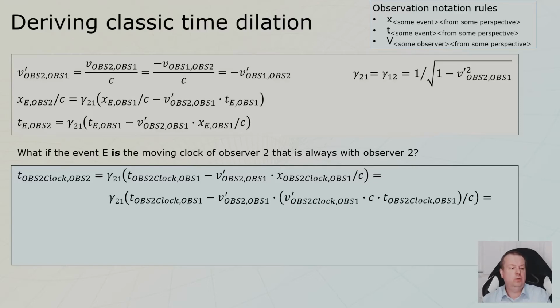If you want to expand that a little bit further, you can fill in what the x-coordinate is of the clock from the perspective of observer 1. And that will be, of course, the velocity of the clock from the perspective of observer 1 times the time of observer 1.